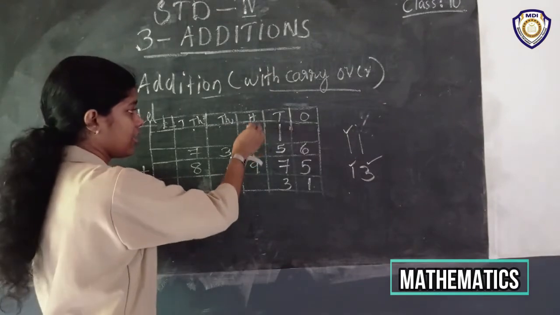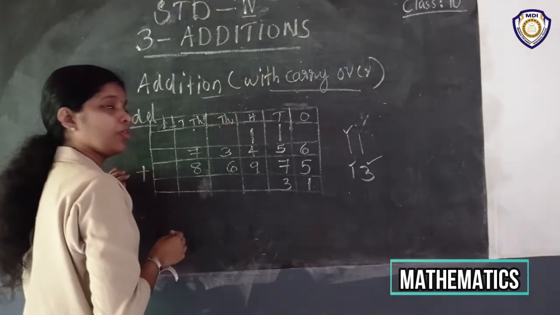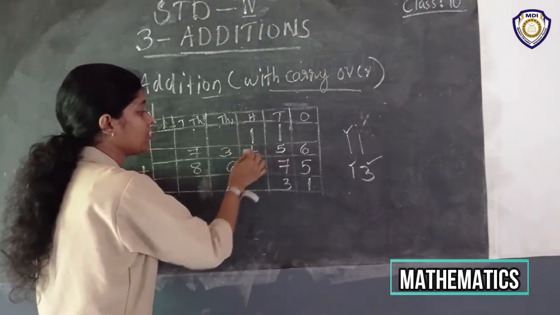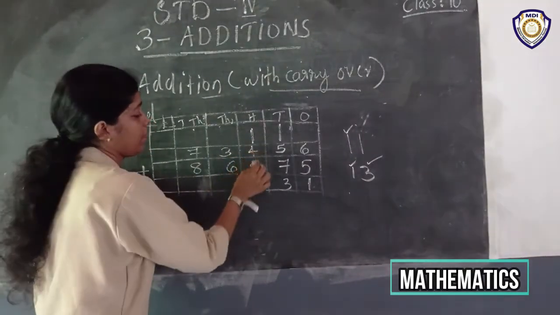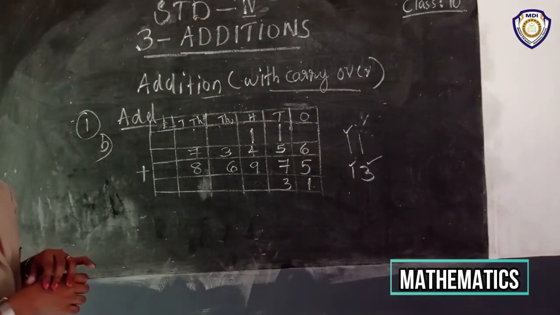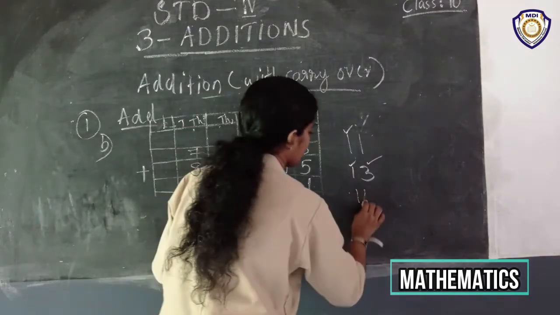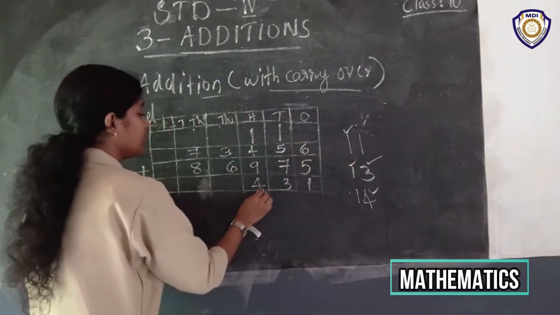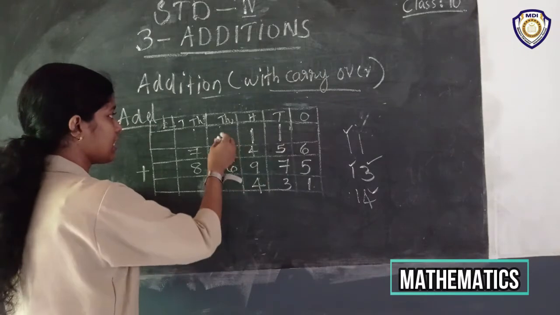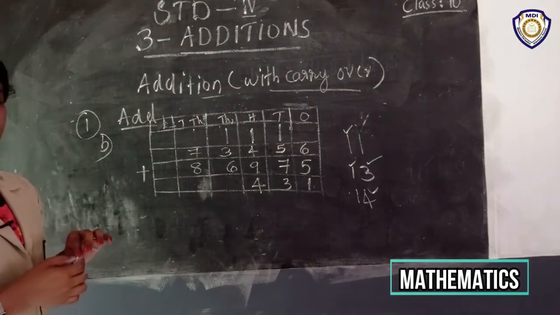Okay, then add the hundreds column. 1 plus 4, 5. 5 plus 9, 14. Right, 4 is here. 1 is carried to the thousands column.